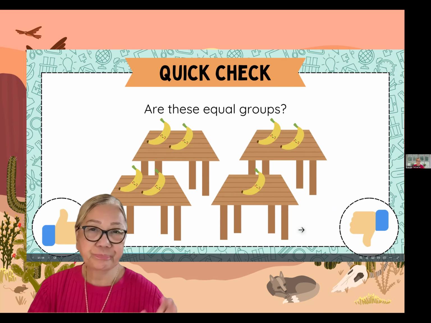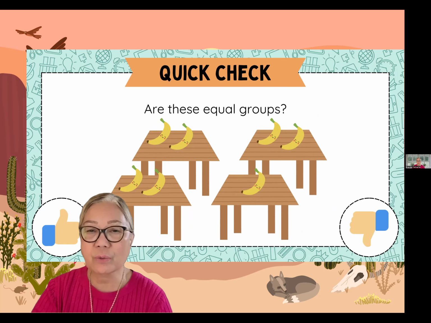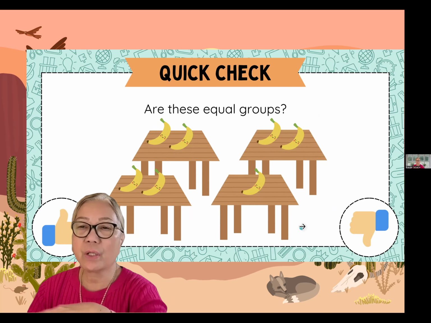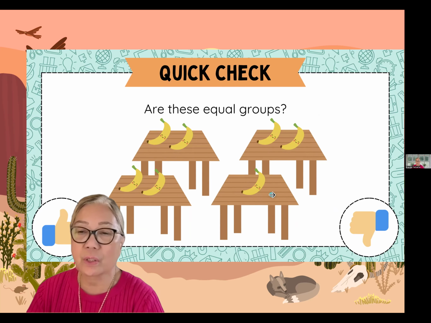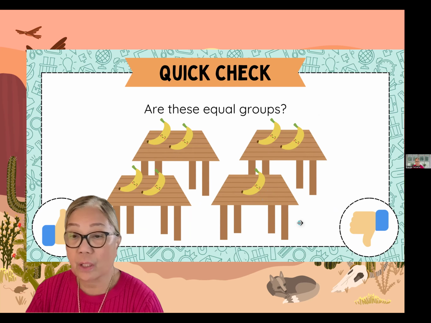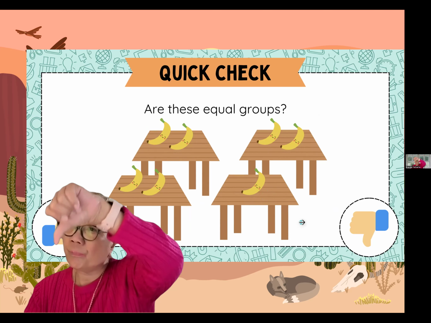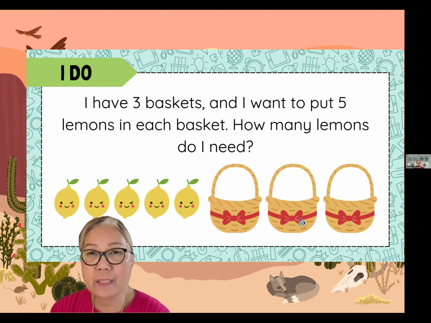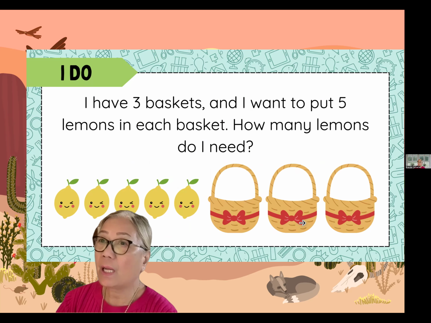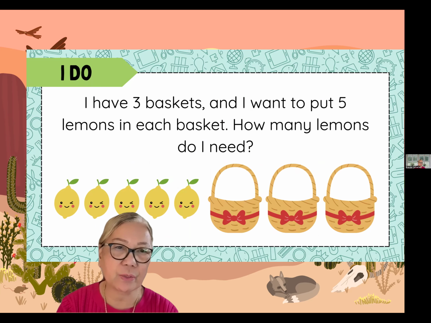And are these equal groups? So you have 2 in there, you have 2 in there, you have 2 in here, and then you have 1 in here. Are they equal? Mm-mm. All right. Now, I will explain to you how that happens.